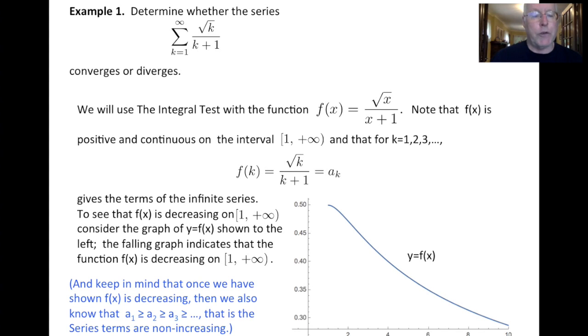Now, keep in mind that once we have shown that f of x is decreasing, then we also know that a1 is bigger than a2 is bigger than a3, etc. That is, the series terms are also not increasing. So even though we want to make sure those terms are decreasing to begin with, once we've shown that the f of x function is decreasing, that again shows us that a1, which is f of 1, is bigger than a2, which is f of 2, etc.